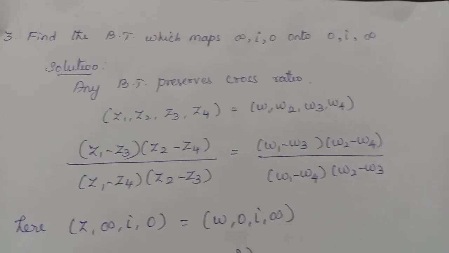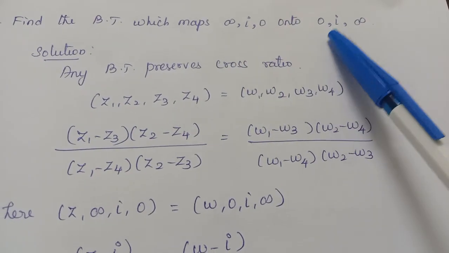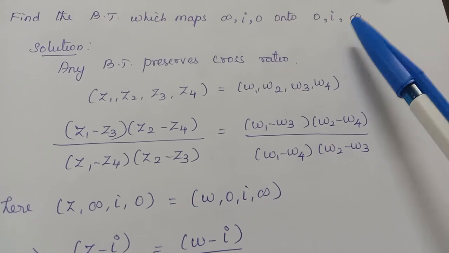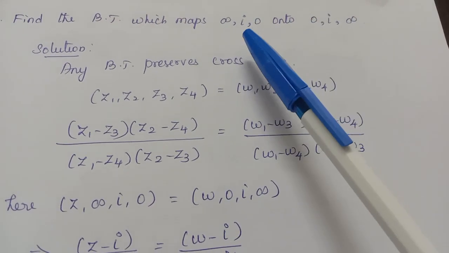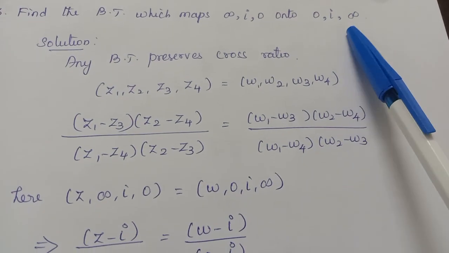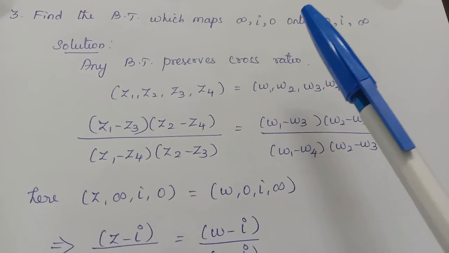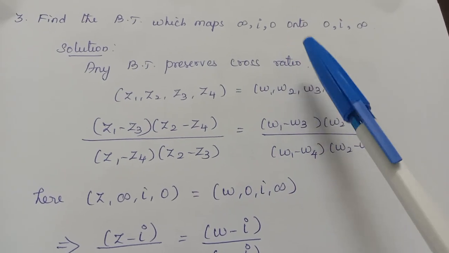Let's see the next problem. Find the bilinear transformation which maps infinity, i, 0 onto 0, i, infinity. This is also similar to the previous problem. Here I have one infinity in the domain and one infinity in the range. As usual, what I told you: the bilinear transformation is a bijection from the extended complex plane onto itself.